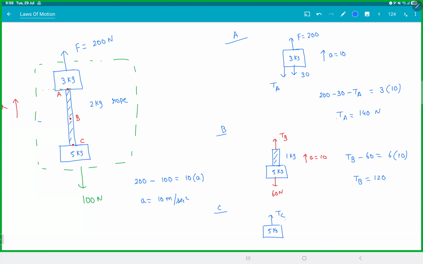Tension TC is pulling up. Your own weight is 50. Acceleration a is 10. TC minus 50 is equal to 5 into 10. TC is 100 newtons. Are the steps clear, everyone? Since B is the midpoint, when you cut it there, the rope becomes 1 kg on top and 1 kg at the bottom.